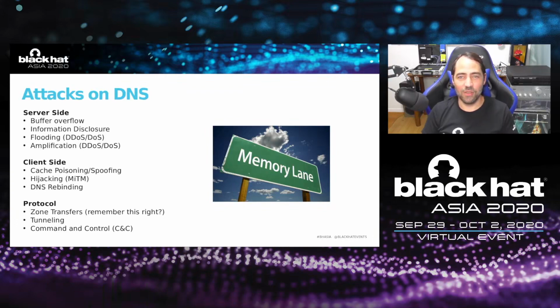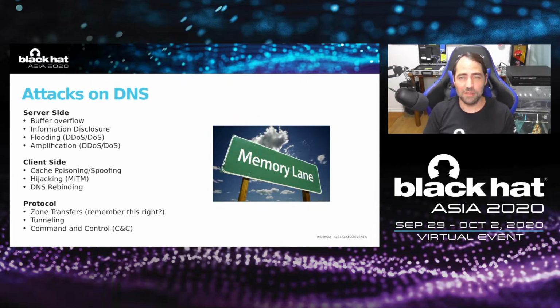So I will give you an overview of the attacks in the past and currently, and I split them in categories like server side, client side, and protocol. From the server side, we have buffer overflows, denial of service, distributed denial of service, and amplification attacks. On the client side, we have cache poisoning and man in the middle. We also have DNS rebind, which is useful to access internal websites via the client, right? And on the protocol itself, I don't know if you remember, but we used to be able to transfer zones from an open and misconfigured BIND back in the day. These days we have the more common tunneling and command and control.